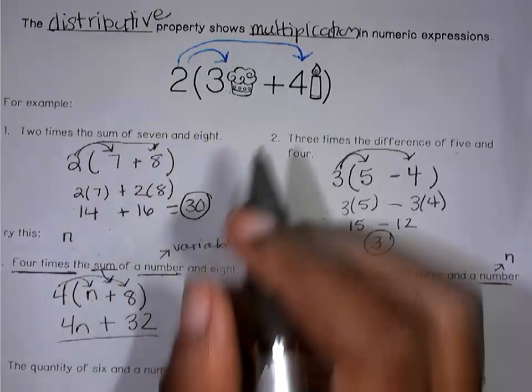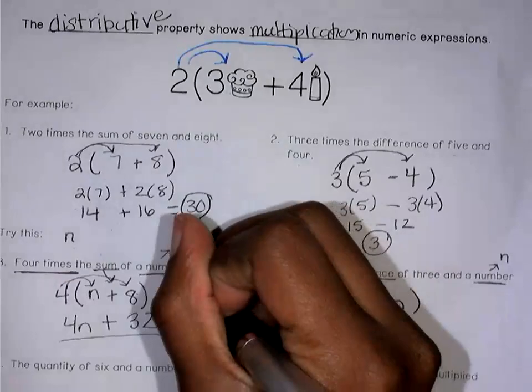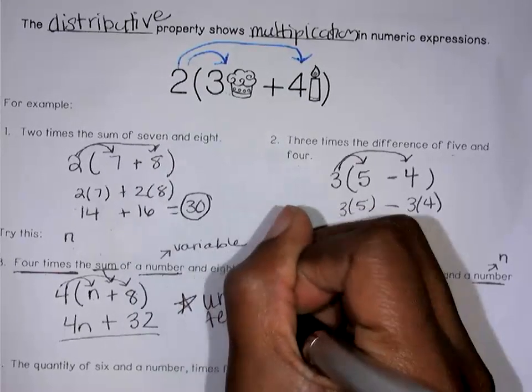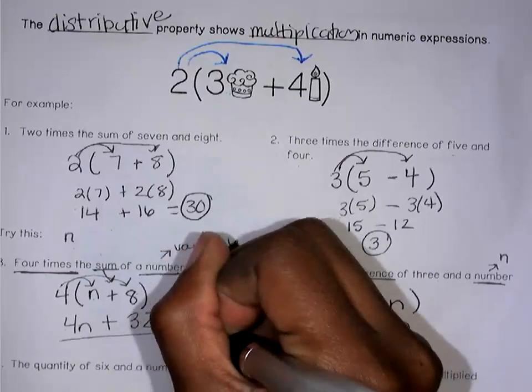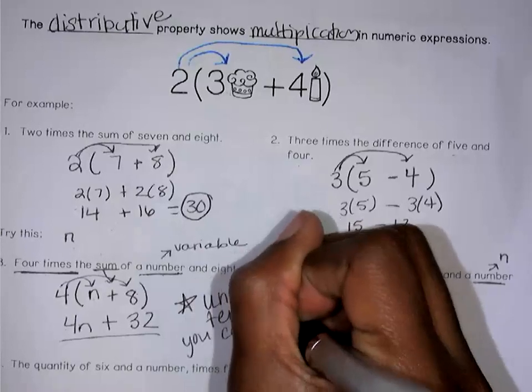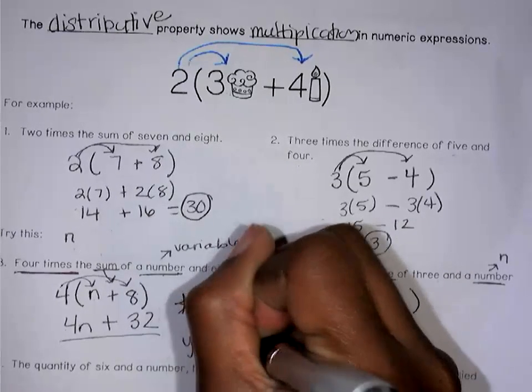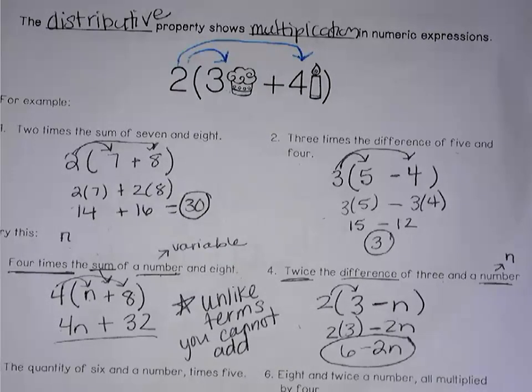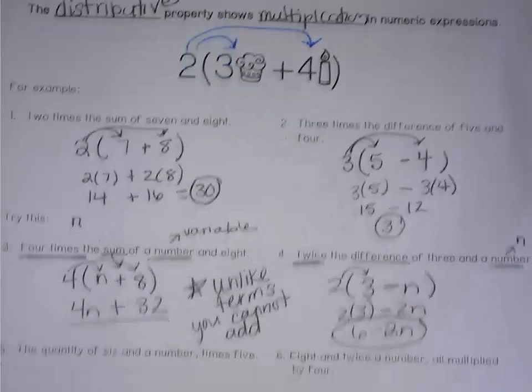not like terms. Okay, put a star and say unlike terms, you cannot add. All right, you have to leave them alone. They are unlike terms. You can't add 6 plus 2n. You can't get an answer for that. All right, let's move down a little bit.